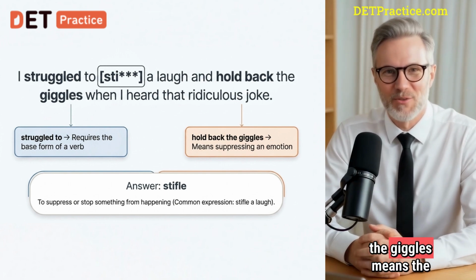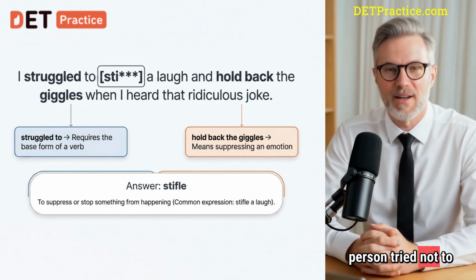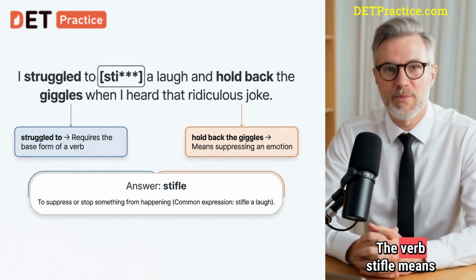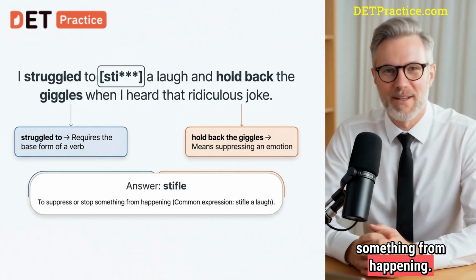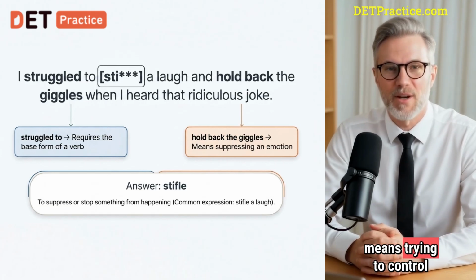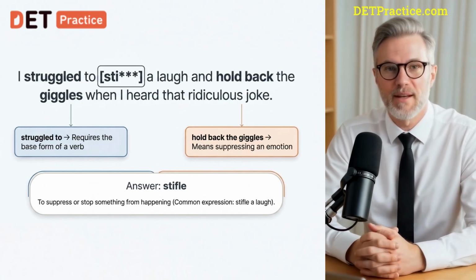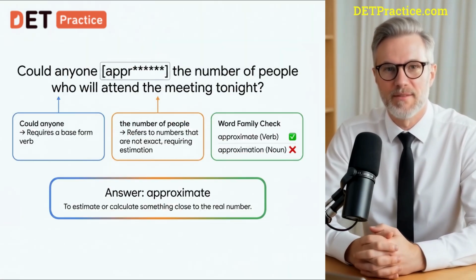Hold back the giggles means the person tried not to laugh. The verb stifle means to suppress or stop something from happening. The common expression is stifle a laugh, which means trying to control your laughter. So the answer is stifle.